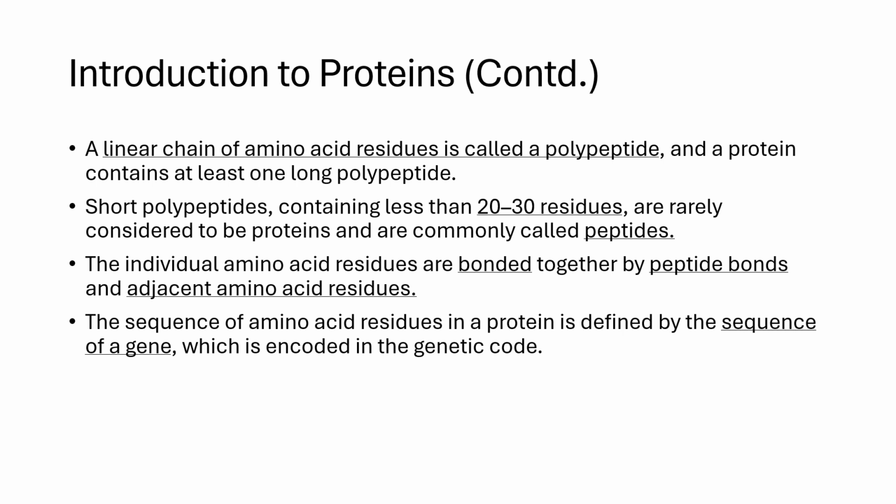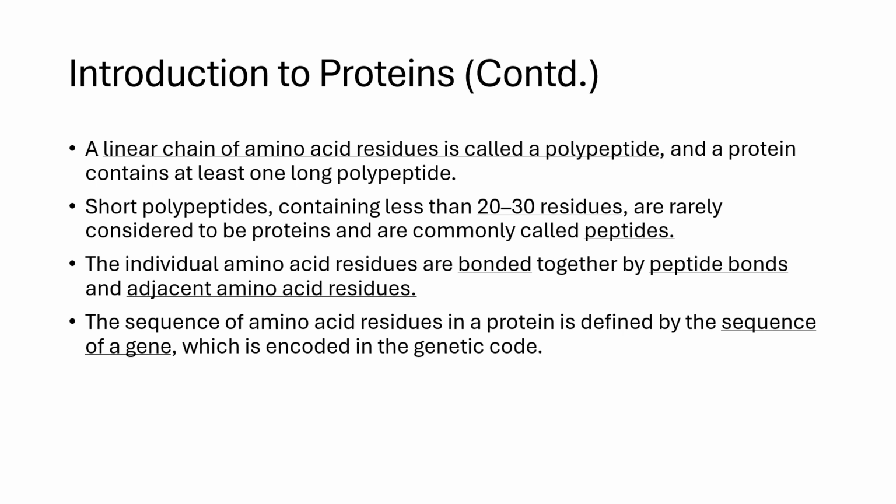A linear chain of amino acid residues is called a polypeptide, and a protein contains at least one long polypeptide. So a protein would always contain one long polypeptide. Short polypeptides containing less than 20-30 residues are rarely considered to be proteins and are commonly called peptides. So there is a basic difference. Anything less than 20 to 30 residues would be called a peptide. Anything longer than that would be a polypeptide.